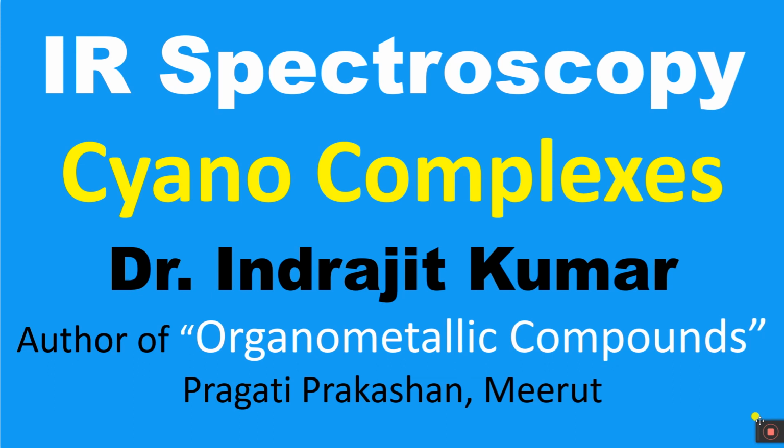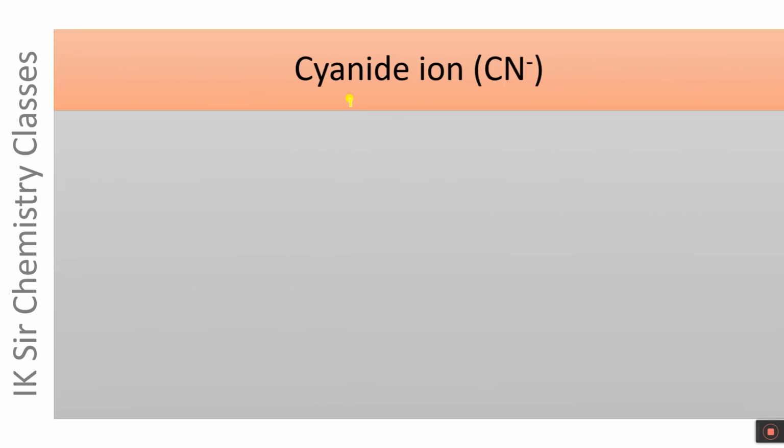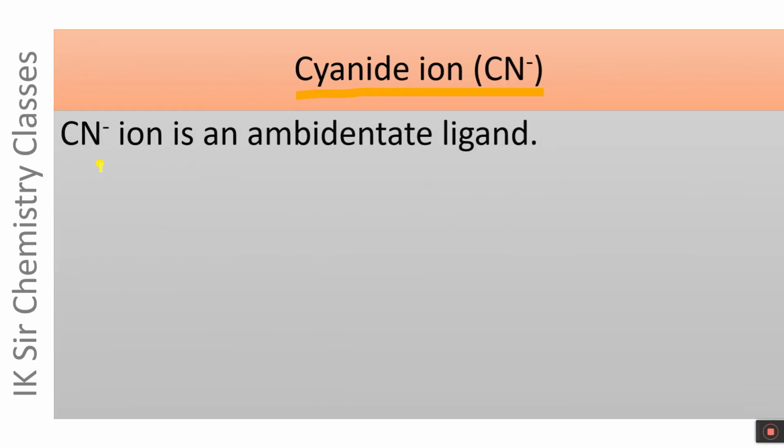Here we are in lecture number 10 on IR spectroscopy applied to inorganic chemistry. In this video, we will discuss cyanocomplexes. First of all, we will see the structural features of cyanide ion. CN minus ion, that is cyanide ion, is an ambidentate ligand. In the previous video, we have discussed about ambidentate ligand.